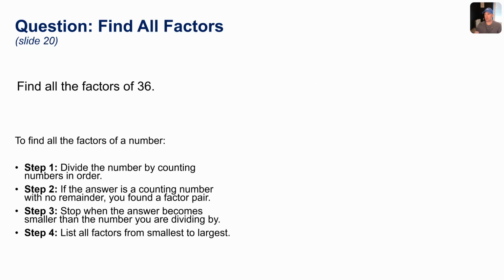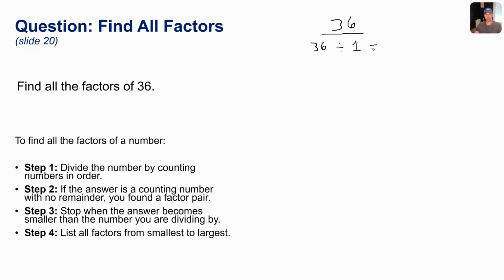So how would we find all the factors of 36? These are some of the steps that are listed in our textbook this week. To find all the factors of a number, we can first start by dividing the number by counting numbers in order. If the answer is a counting number with no remainder, you found a factor pair. And then you can stop when the answers become smaller than the numbers you are dividing by. This is one strategy to solve this problem. So for example, we'll take the number 36, and I'm first going to start by doing 36 divided by 1, which is the number 36.